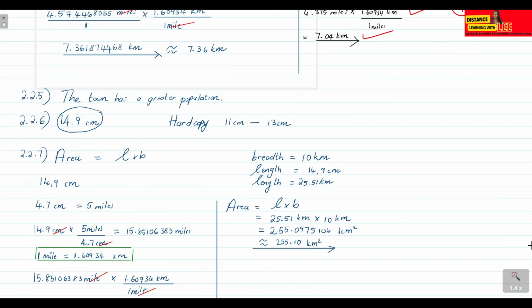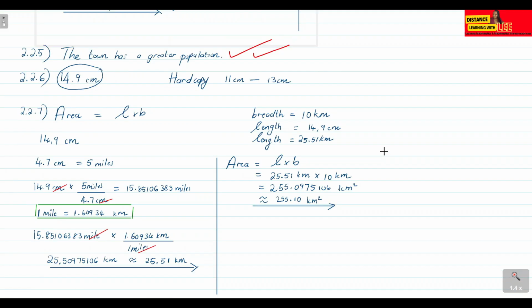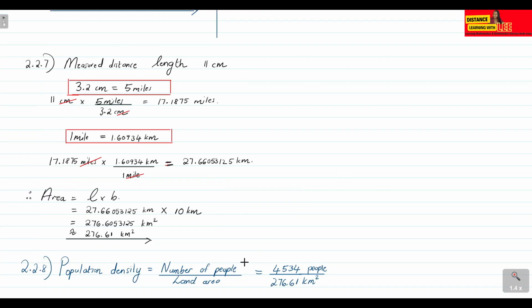Okay, question 2.2.5, right? You'll get just 2 marks for saying that the larger circles basically mean a greater population. Question 2.2.6, you will just get 2 marks for saying 11 centimeters or 12 centimeters or 13 centimeters. So that is out of 2 marks. Okay, question 2.2.7, right? I'm going to show you with the actual values that you're supposed to get using a hard copy. You'll get 1 mark for converting the 11 centimeters into miles, how you convert that.